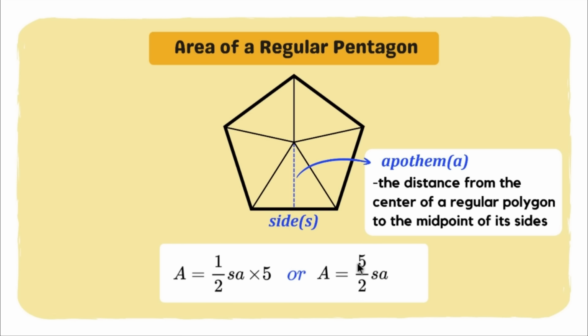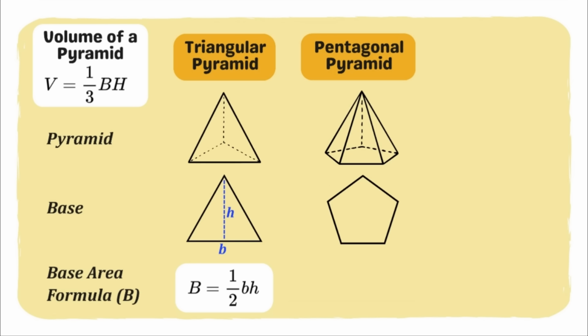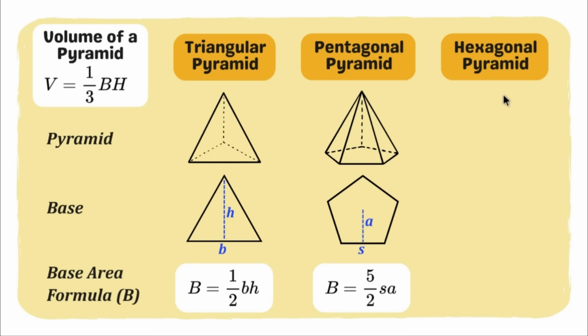It will now be area is equal to 5/2 times side times apothem. Bakit po 5/2? Sinimplify lang natin to. 5 times 1 is 5 divided by 2. Okay? So ito po yung magiging formula natin basing from the area of a triangle. Okay, so again, the area for our base is equal now to 5/2 S times A, where S here is the side of the polygon or the base, and then A is now the apothem. Okay? Now, let's proceed to finding the volume of a hexagonal pyramid.